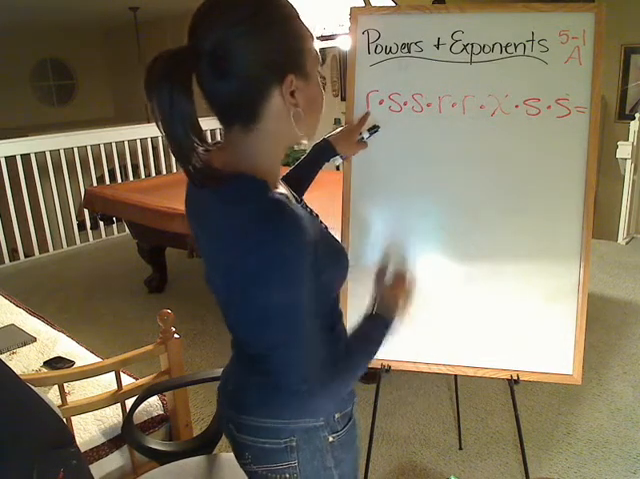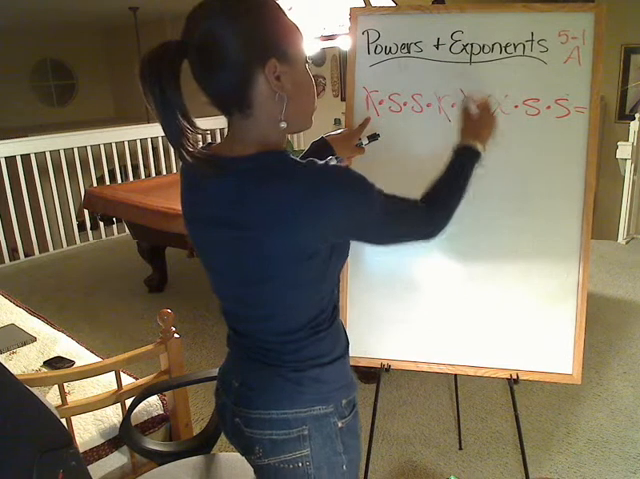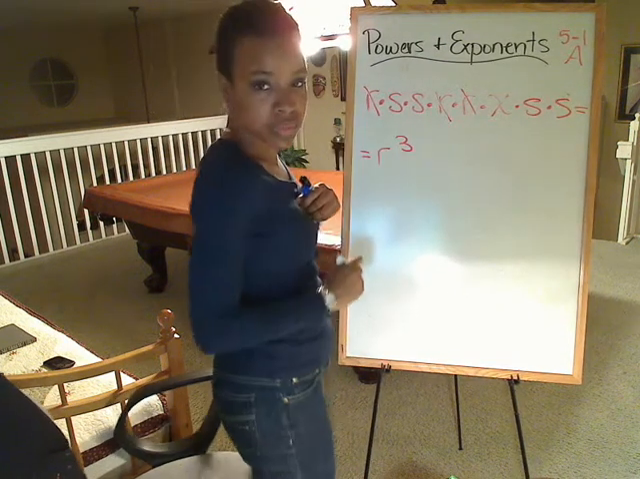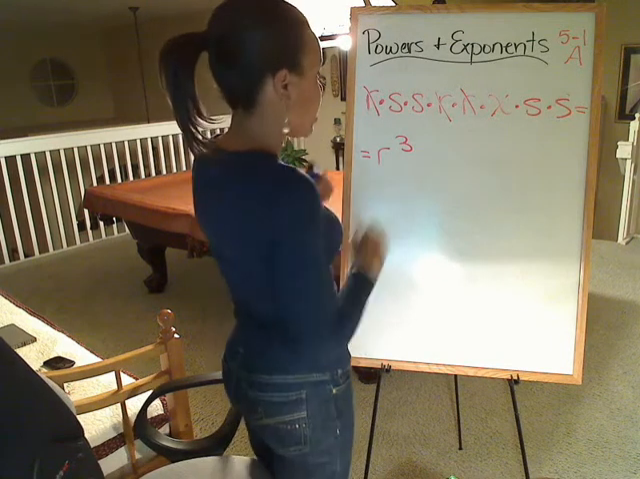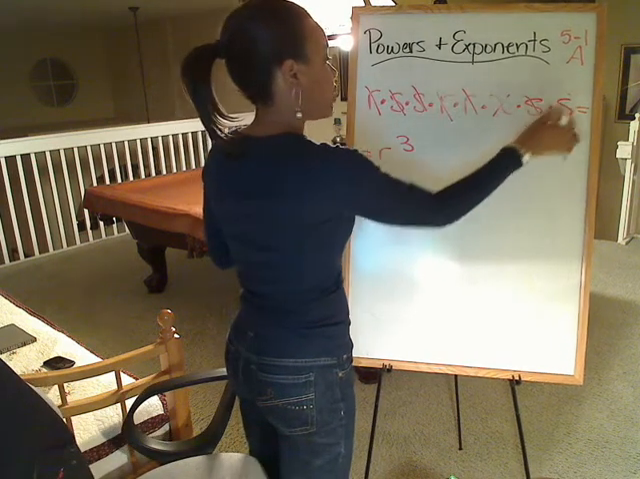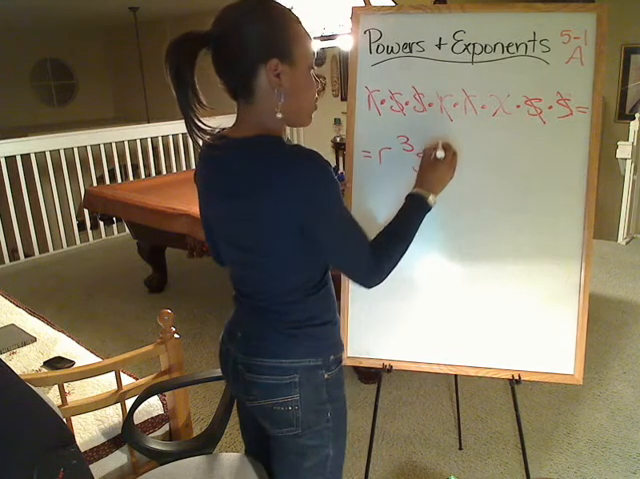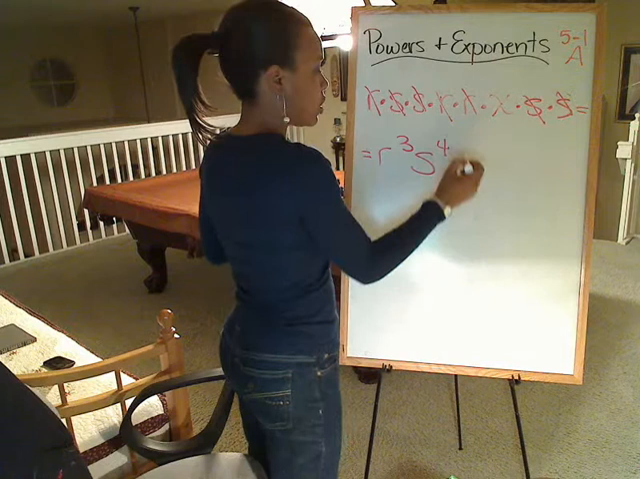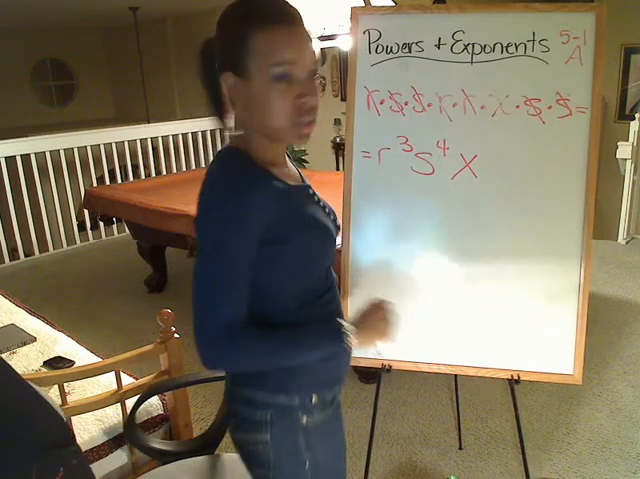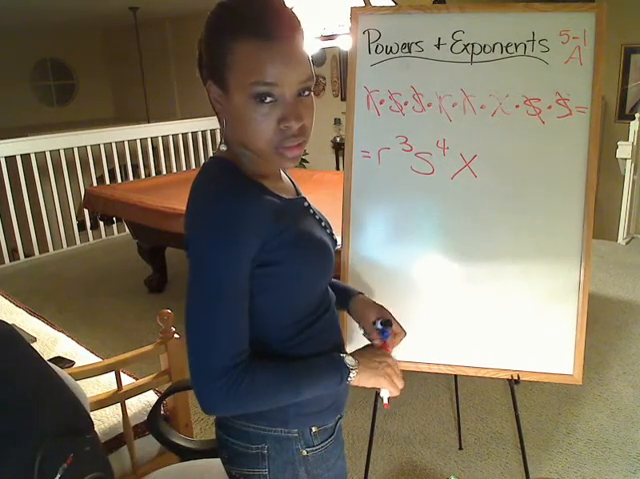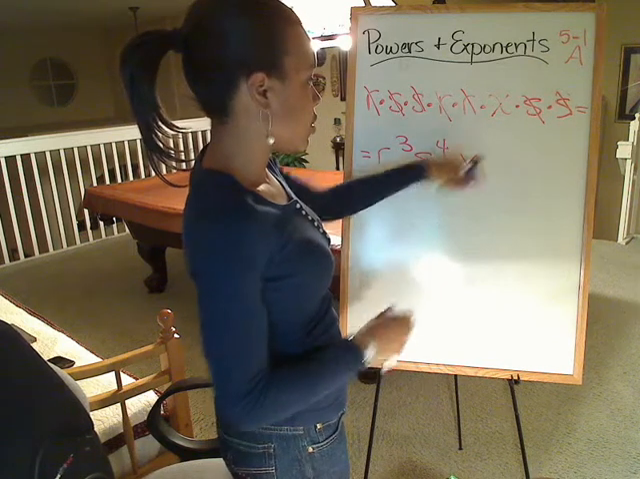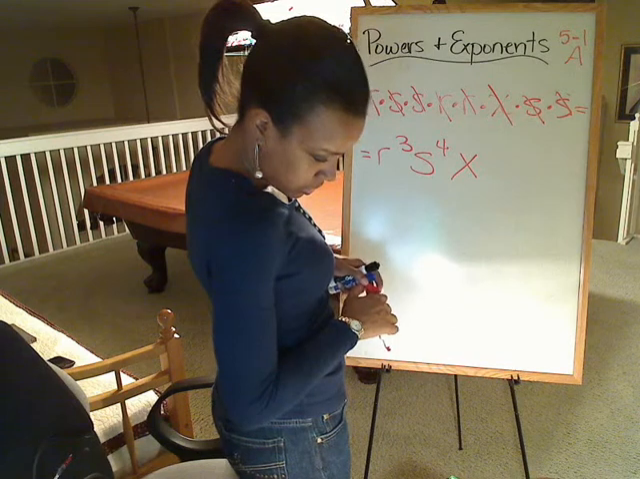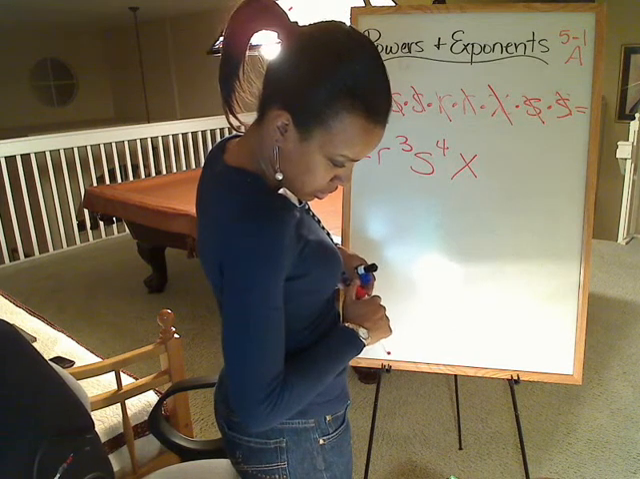How many R's do I have? 1, 2, 3. So I have R to the third power, right? How many S's do I have? 1, 2, 3, 4. S to the fourth power. And how many X's do I have? Just one. And you're done. See? You don't have to write the 1. You just write the actual variable. Okay?